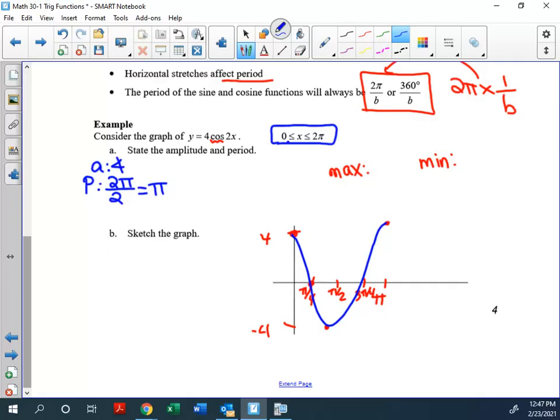Now it wants me to graph between 0 and 2 pi. So how many periods am I going to have? 2. So I need to do that all again. So I think to myself, my period is going to happen in another pi. So I'm going to have a high point at 2 pi.